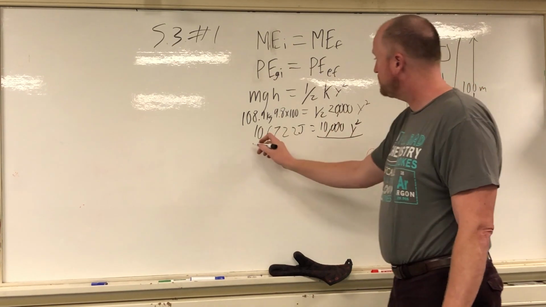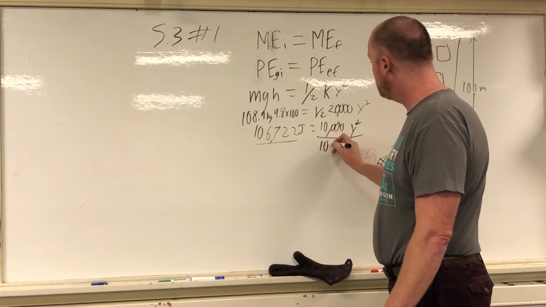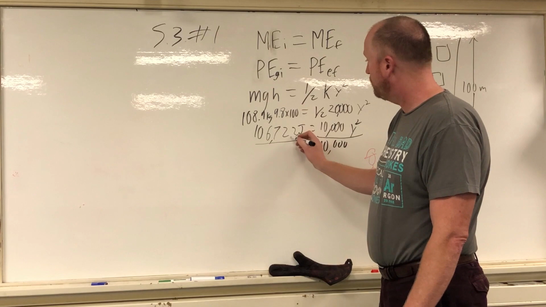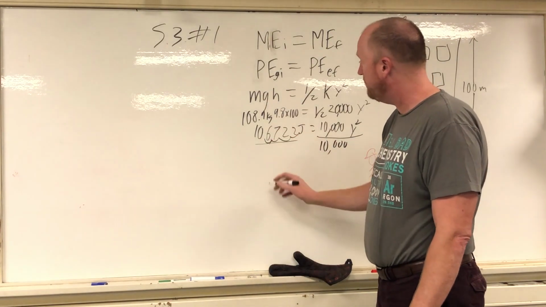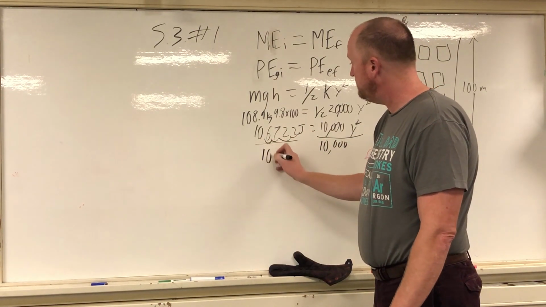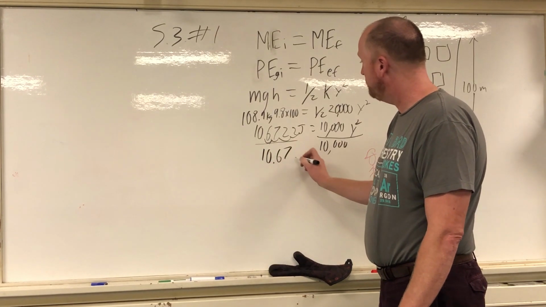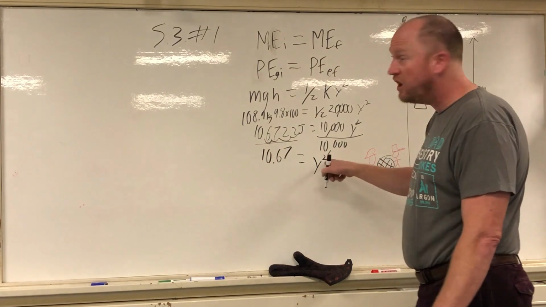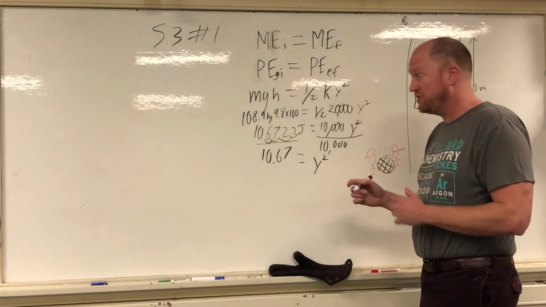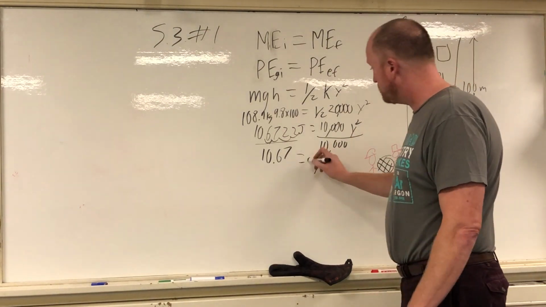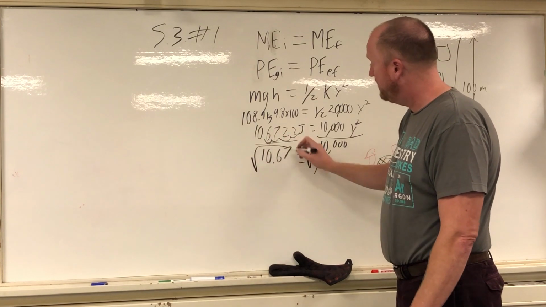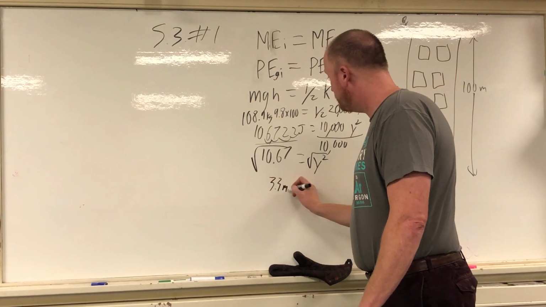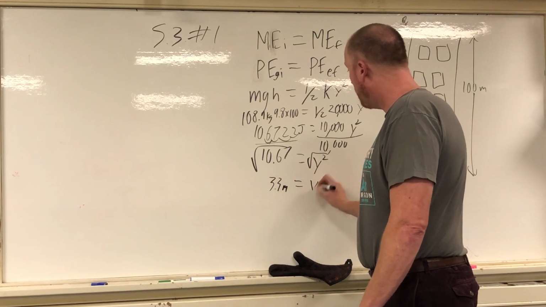If I divide both sides by 10,000, that's fairly easy to do. You don't even need a calculator for that. I simply move the decimal point 1, 2, 3, 4, and I get 10.67 is equal to y squared. But we don't want y squared, we want y. So we take the square root of both sides, and we end up with 3.3 meters is equal to y.